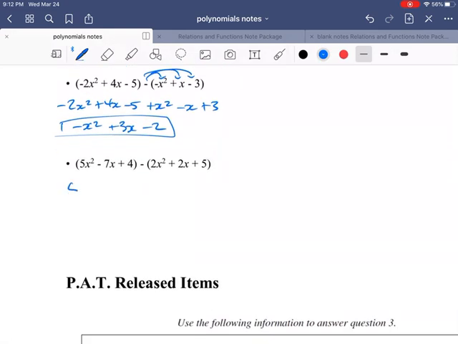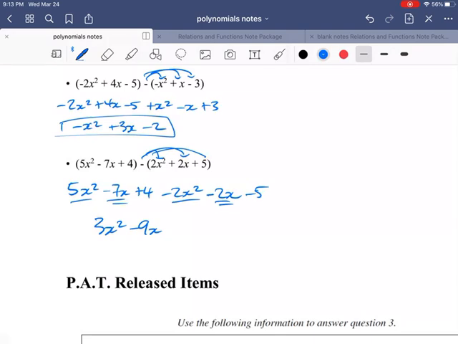And our last one here, the first set of brackets remains unchanged. If we distribute this negative, we get negative 2x squared minus 2x minus 5. And combining like terms, 5x squared minus 2x squared gives us 3x squared. Negative 7x minus 2 more is negative 9x. Positive 4 minus 5 leaves us with negative 1.